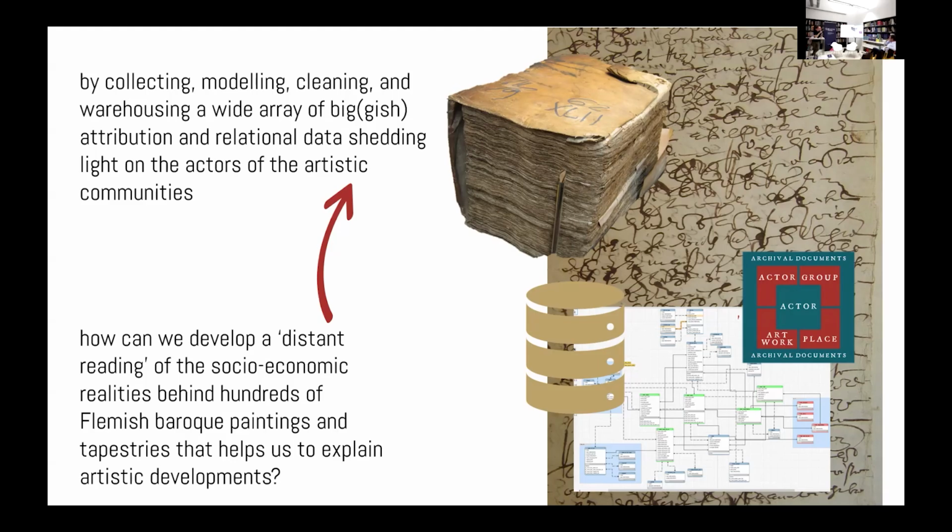What you see on the right is a very simple visualization of the data model. The actor, the person, is in the center, and what we try to do, that's the attribution data, of course, is find as much information as possible about this person. But relational data is also important: the relation to another actor, to a group of actors, to an artwork, or to a place. So that's a data model.